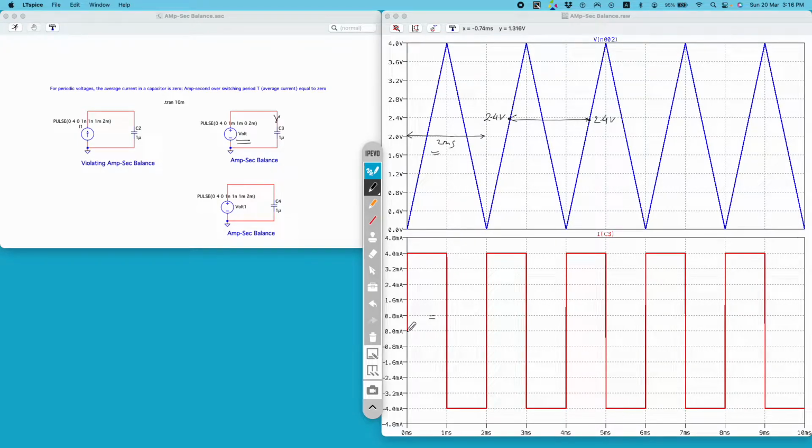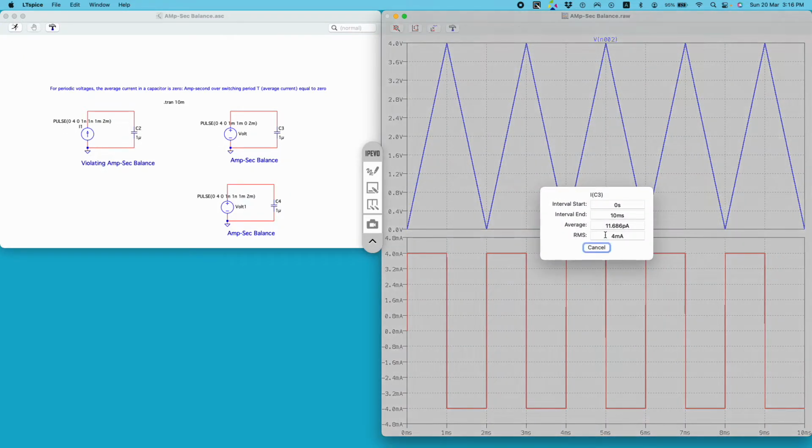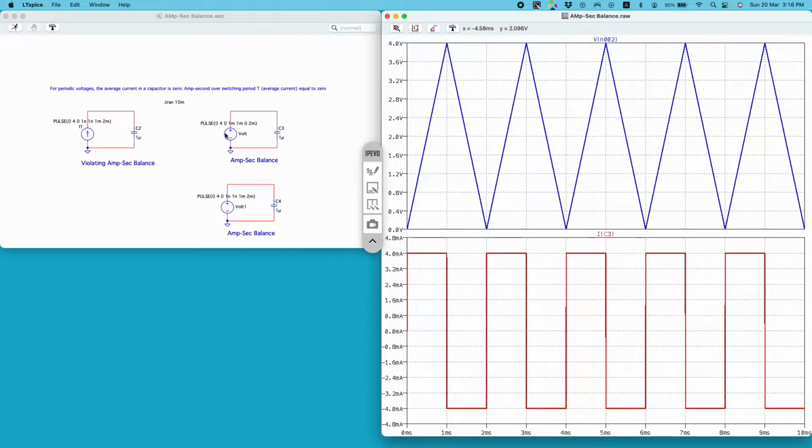Now this is the current flowing through the capacitor, and let's see whether its average value is 0 or not equal to 0. If I take the average of IC3, it is 11.6 picoamp, very close to 0. It's not a perfect 0 because this is a SPICE simulation and the capacitor and the voltage source have some non-idealities, but you can get the idea that if you apply a periodic voltage across a capacitor, the current flowing through the capacitor will have no DC component.